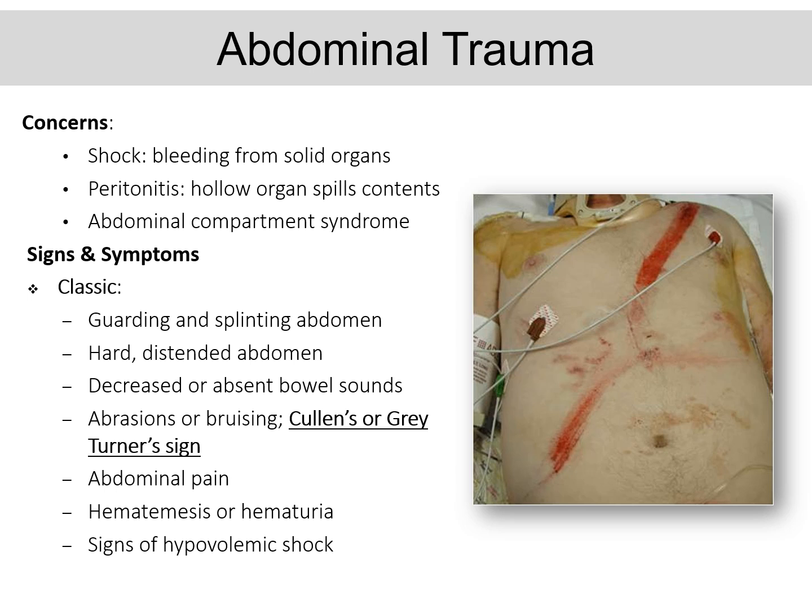So classic signs and symptoms of abdominal trauma are guarding and splinting the abdomen. The abdomen will become hard, distended, rigid. Bowel sounds will be very decreased or absent completely. If there is a hemorrhage in the abdominal cavity, that can manifest as Cullen or Grey Turner sign. Abdominal pain, bloody vomit, blood in the urine, and then you're going to have those classic signs of hypovolemic shock if it is severe.